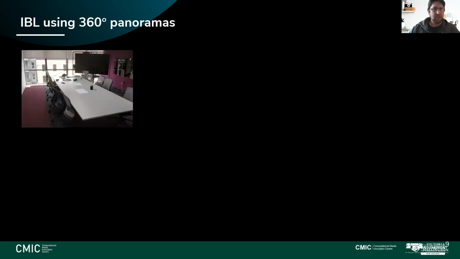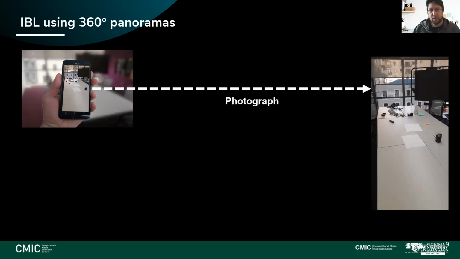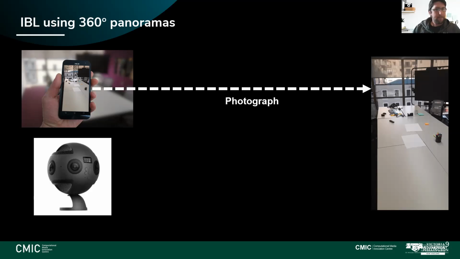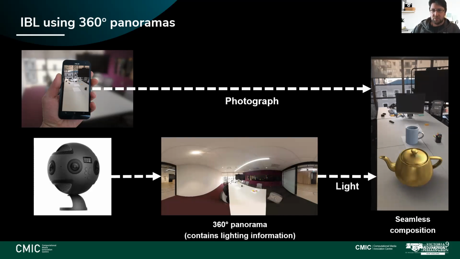Here's an example: you can imagine we're taking a photo of a scene, and we've got our background photograph. If we have a 360-degree camera located in that same room, we can capture that, and then we've got complete scene lighting information. Then we can light virtual objects so they look like they are illuminated the same way as the real objects in that room. That's a seamless composition, we'd call that.